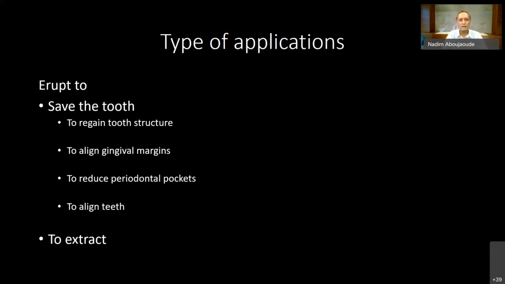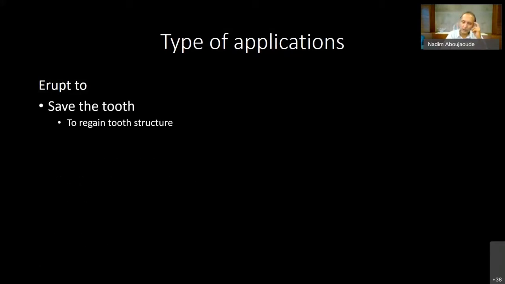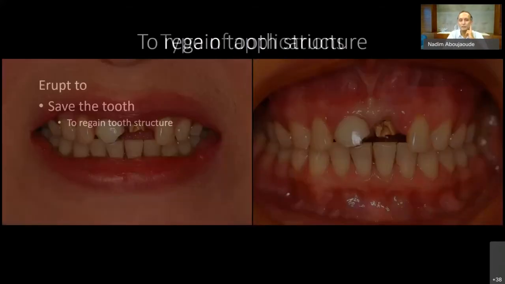So as we're going to start, we're going to regain the tooth structure, align the gingival margins, reduce periodontal pockets, and align teeth, or regenerate bone and soft tissue. And this is the most important part of the topic. We will see how, with the limited time that we have, which is 30 minutes, how much we can talk about. So we can save the tooth and regain structure.